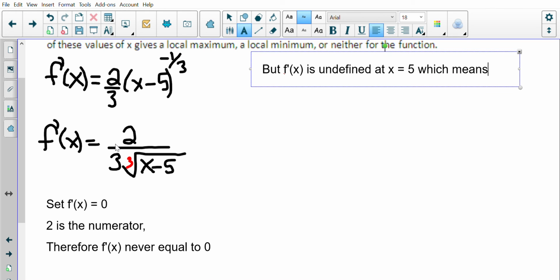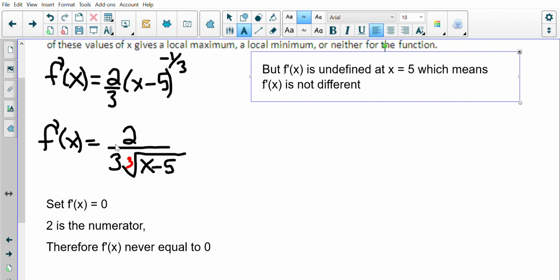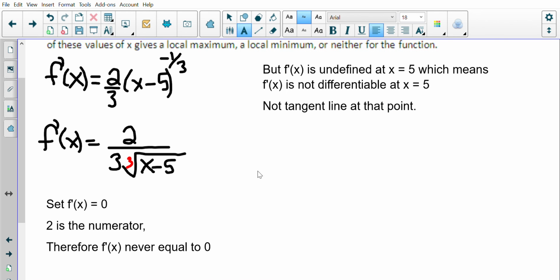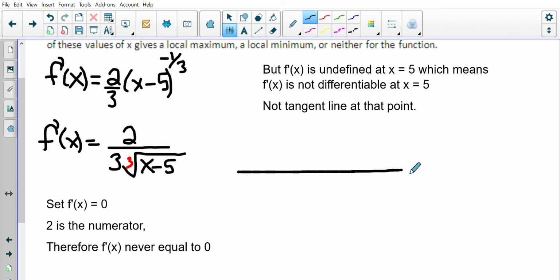which means our derivative is not differentiable at x equals 5. Can't find the derivative there. It means there's no tangent line at that point. But something's happening, and we're going to figure that out. All right, so again, I'm going to draw my chart where we just have one value, and that's x equals 5.